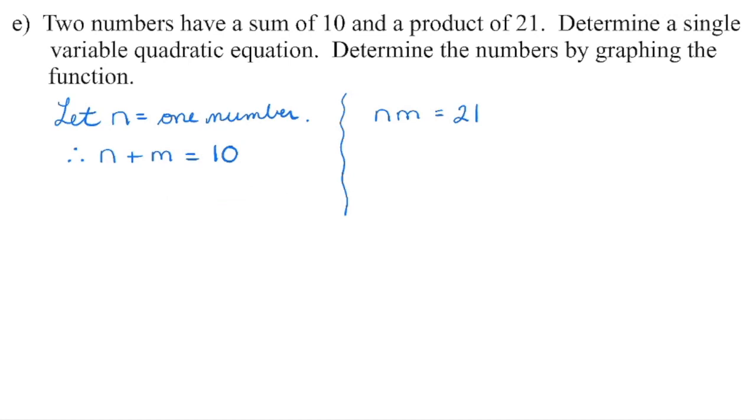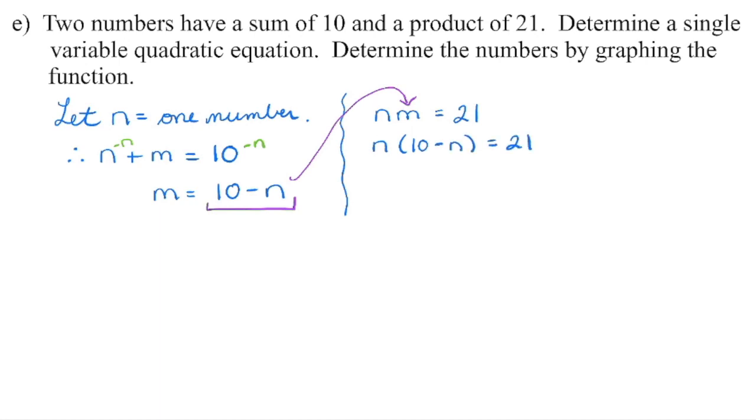So again, it doesn't matter which one we do. Let's say we want to isolate m. If I want m by itself, I'm going to subtract n, and we can get it down into that. So now what we can do is say, okay, if m is equal to 10 minus n, we can go ahead and put what m is equal to in the place of m. So we have n times m, which is that, equals 21.